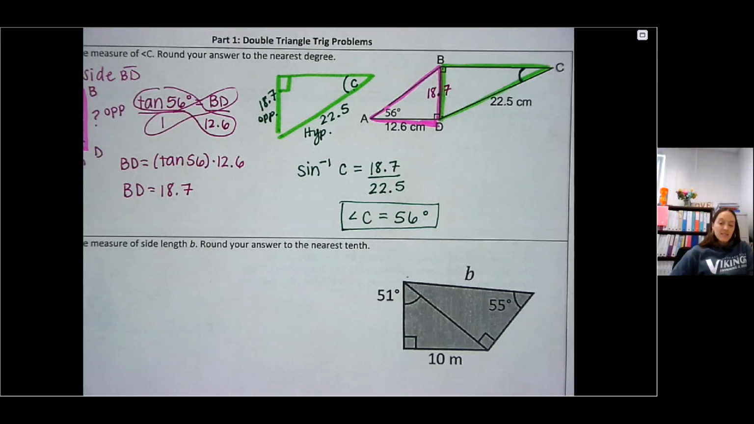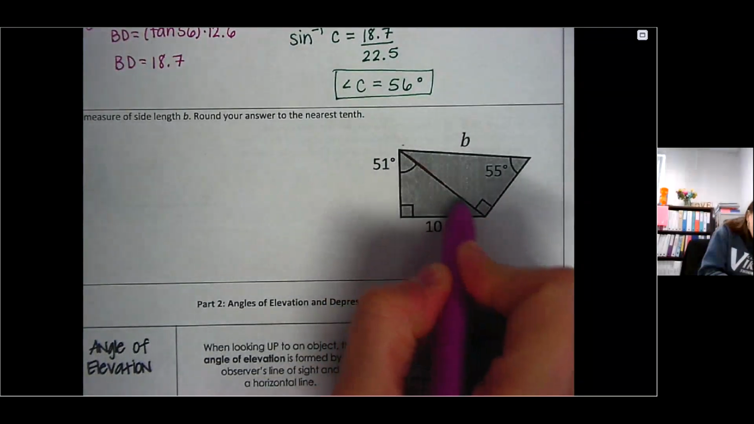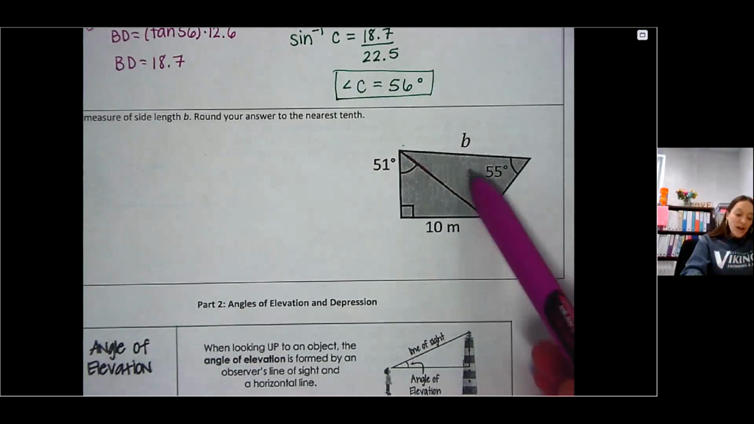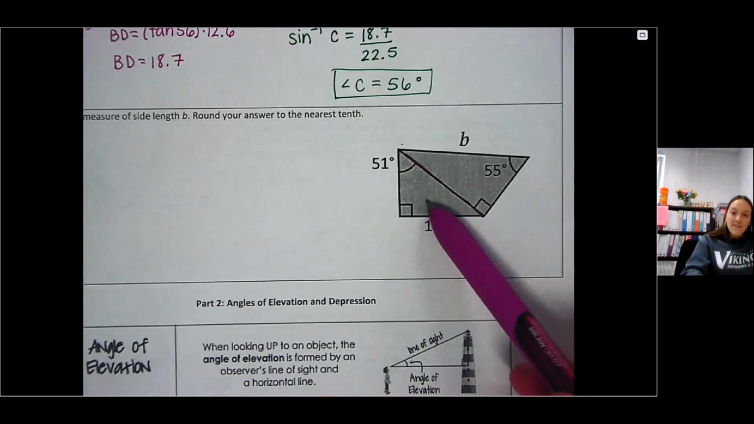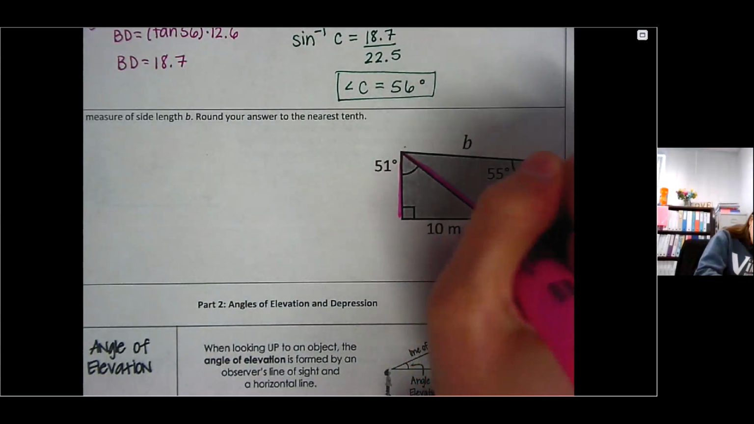So again, I see this as a double trig problem. So I'm going to start by solving for the side that they have in common. The side that they have in common is this center side right here. So this is the side I want to do first. Now, between the two triangles, I see that the triangle on the left has more information. So that's going to be the side that I start with. I'm going to start with this pink one.